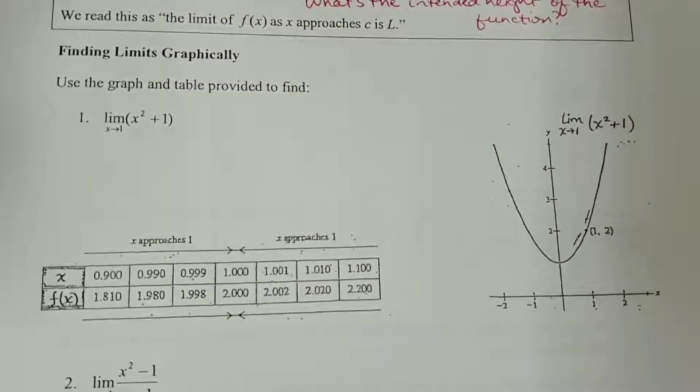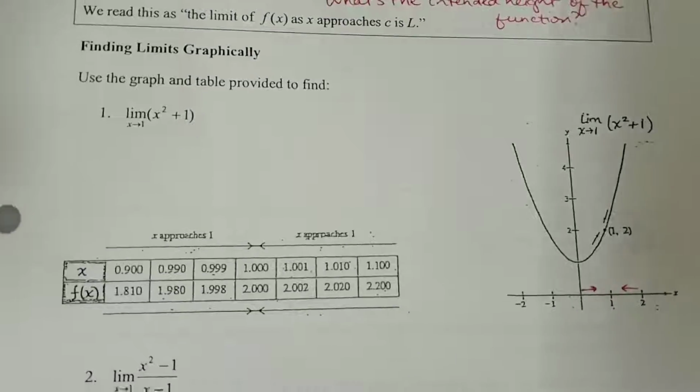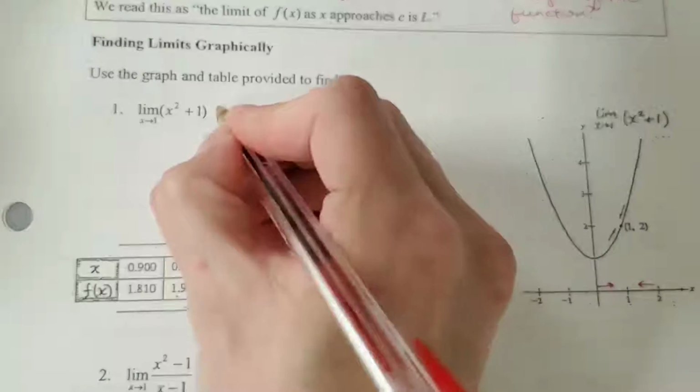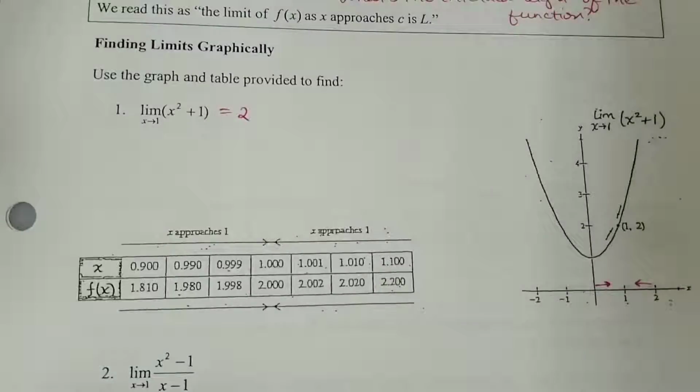How do we see that on the graph? If I look at my x-axis, as I get closer and closer to 1 here, we have to look up at what the y is doing, the output. My output is getting closer and closer to a height of 2. So the intended height for this function would be 2. So I'm going to go ahead and write 2 up there for the limit.